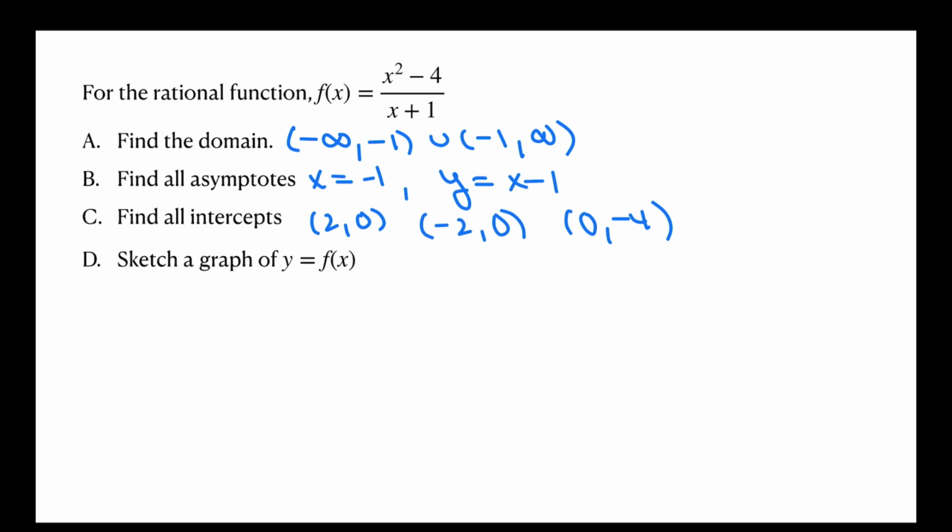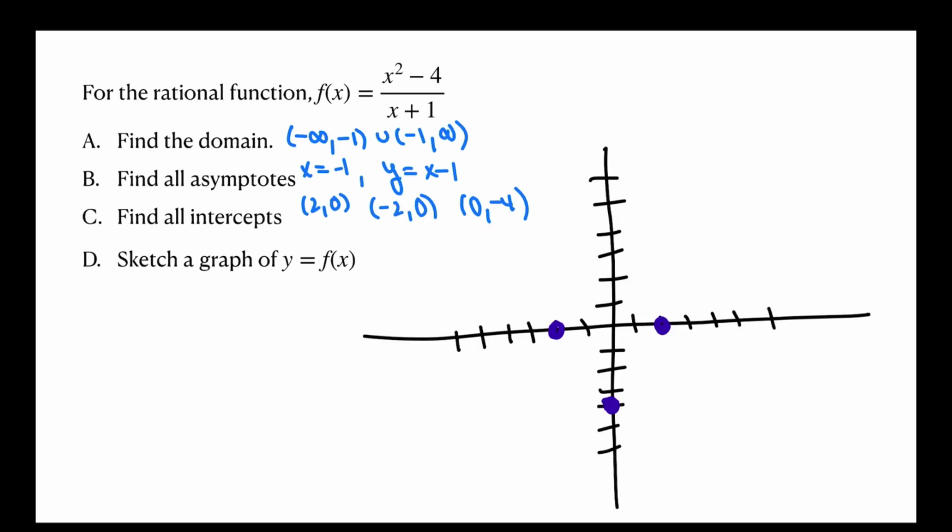Finally, let's put all this information together and create a graph. So first thing I'm going to do, just like in the other problems, is plot all the points that I found. So I have an x-intercept at negative 2, another x-intercept at positive 2, and my y-intercept is negative 4. Then I'm going to sketch my asymptotes just very lightly as a guide. We have a vertical asymptote of x equals negative 1. So I just drew in that vertical line, x equals negative 1.